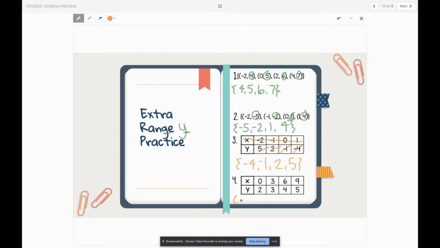Down here at this one, again, only looking at my y's. This is range. I've got 2, 3, 4, and 5.